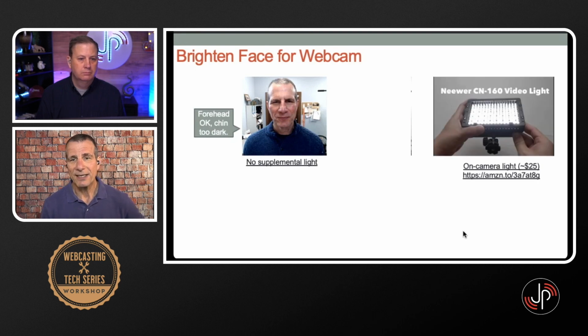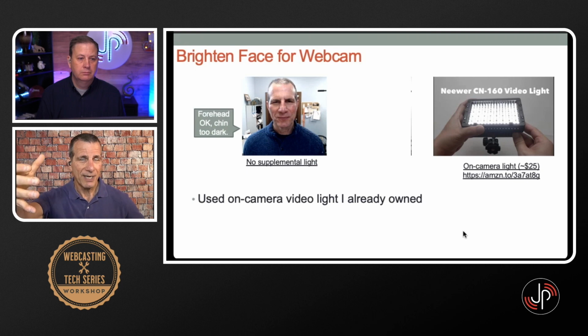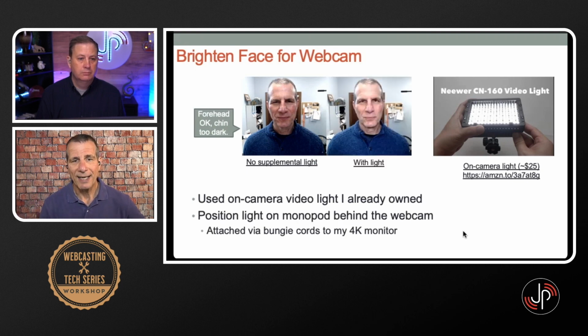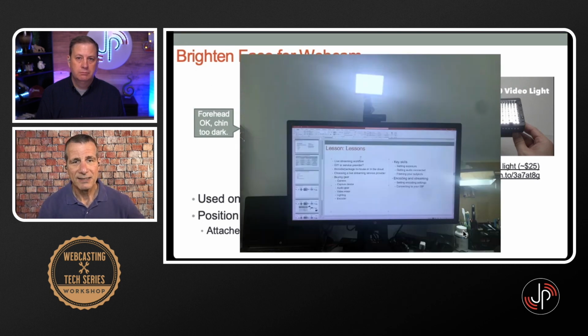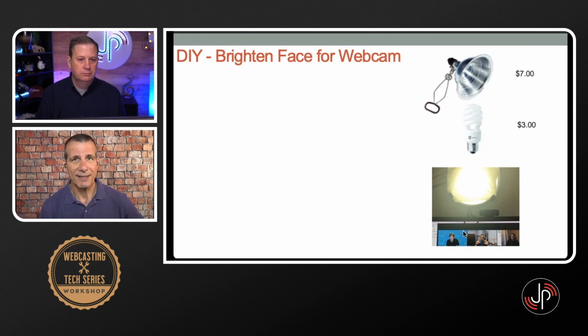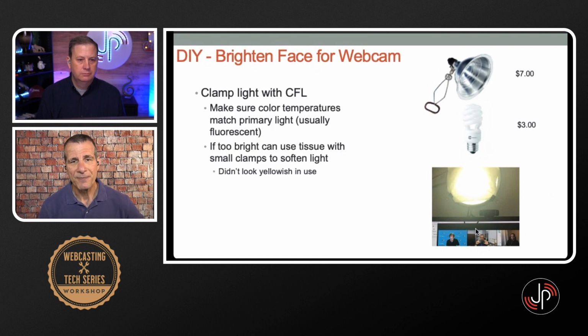And what I did is I had a newer CN160 video light that I use for production, and I just put that on a monopod behind my monitor. And this is what it gets me. Maybe it's a little bit hot, but you see that the entire face is well lit because I've got this light sitting right here in the background. And you can do that with a clamp light. That's what I did before I used the newer one.